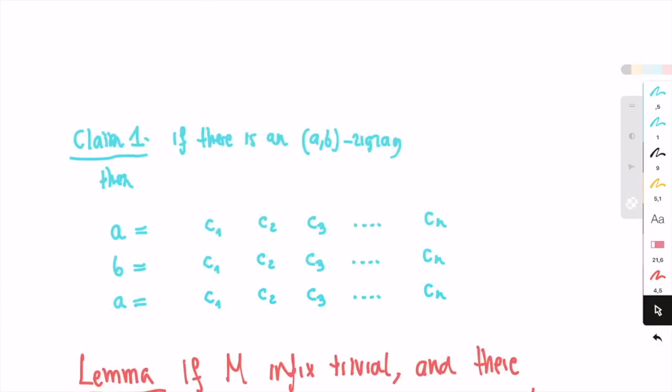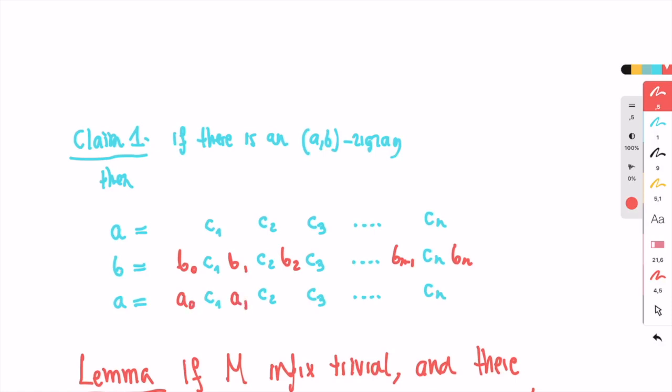But apart from these things, we're going to have some extra letters. This will be B0, B1, B2, and so on, Bn minus 1, Bn, and here I will have A0, A1, A2, An minus 1, An. So the lemma says that there exist monoid elements Ci, Ai, Bi, such that this happens.